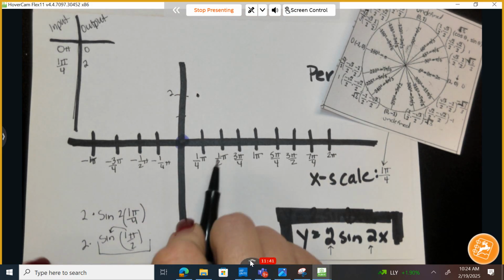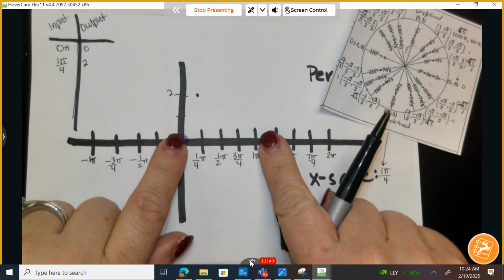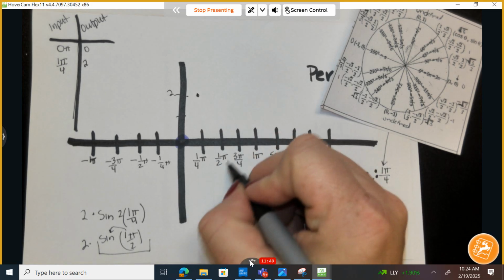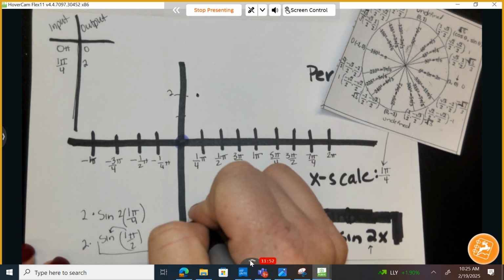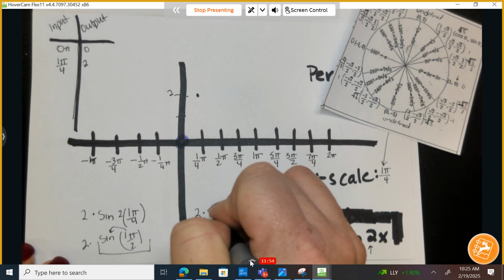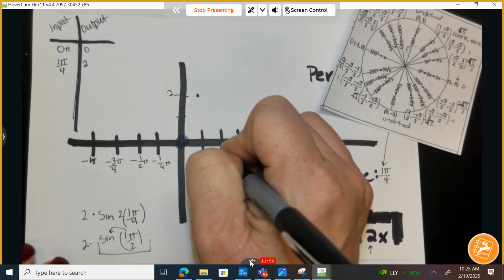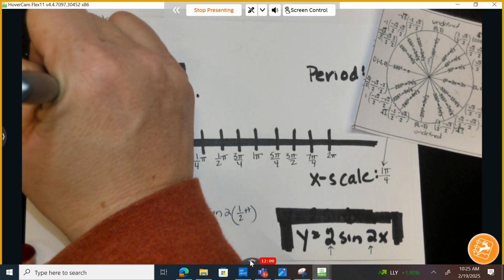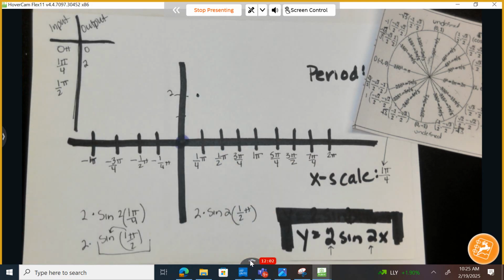I'm going to try the next one. The good part is you only have to do 4 of these, and then you get to copy. If you're good at copying, this is when it's going to come in. Right? That skill is going to come in. Ready? Let's try this one right here. So I'm going to write down 2 times the sine of 2 times, okay? My input is 1/2 pi. So 1/2 pi, that's what my input is.